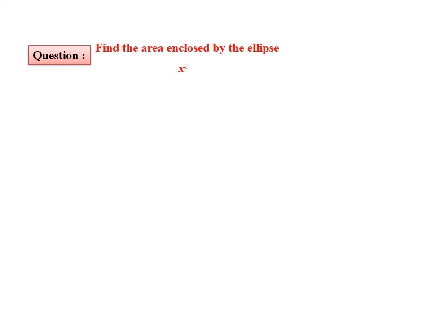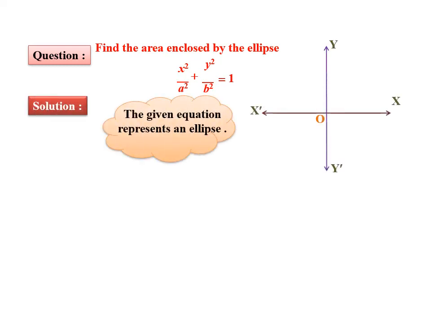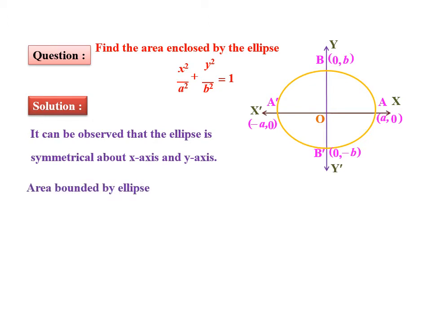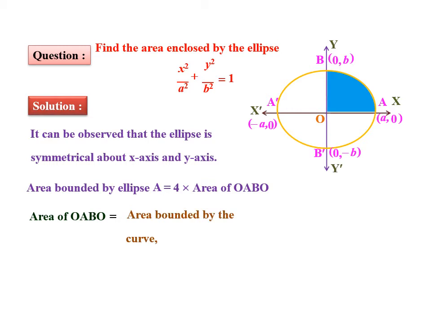Find the area enclosed by the ellipse x square by a square plus y square by b square is equal to 1. So again consider the coordinate system. Consider an ellipse with coordinates (a, 0) and (minus a, 0) on the x-axis and (0, b) and (0, minus b) on the y-axis. So it can be seen that the ellipse is symmetric along both the x and y axes. Therefore, the area bounded by the ellipse is equal to 4 times the area in the first quadrant.